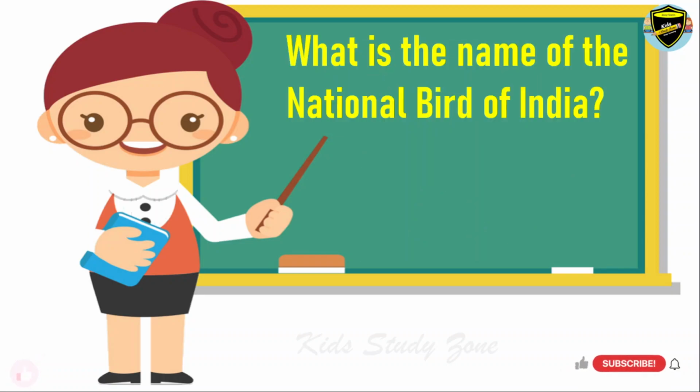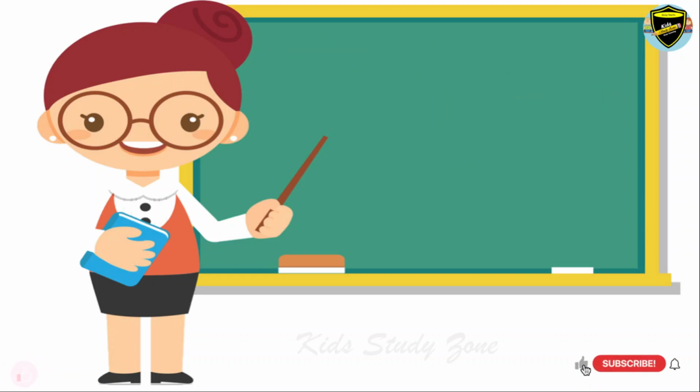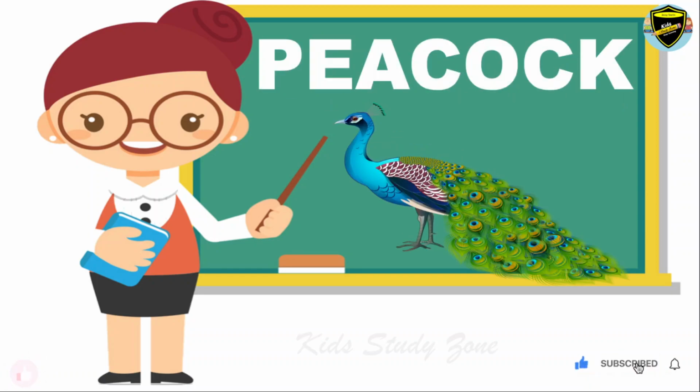Let's see the third question. What is the name of the national bird of India? Answer is peacock. P-E-A-C-O-C-K. Peacock.